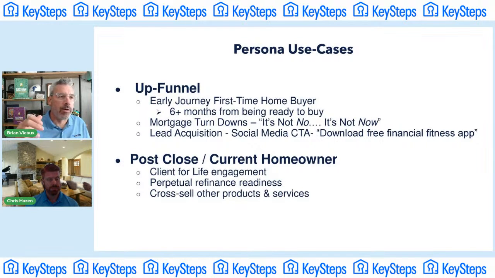Most of us are very familiar with point of sale. Point of sale is when someone raises their hand, says they're ready to apply. Most of you are going to put them into your loan origination system, your point of sale loan application system, and get them into that mortgage manufacturing process. When we talk about early up funnel, we're talking about 3, 6, 12, 18, 36 months out ahead of point of sale. And so the use cases for FinLocker, for KeySteps, really support that up funnel engagement.